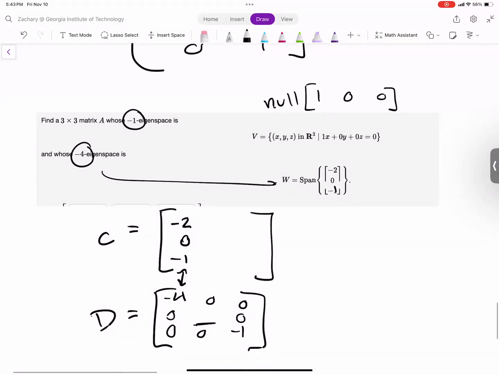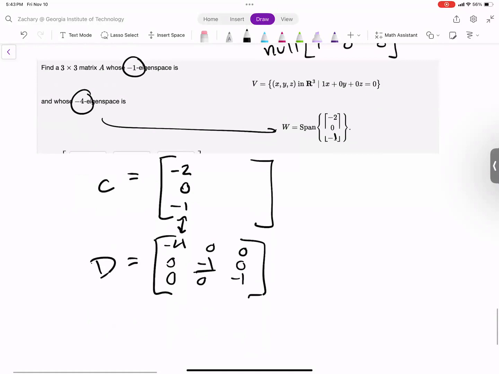How many free variables do I have? 2. What is the dimension of my eigenspace? 2. So is this going to be diagonalizable? Yes. My geometric multiplicity is 2. What does my algebraic multiplicity have to be at least? 2. So that's how we know we can fill in that extra box here. Because it has a geometric multiplicity of 2, it has an algebraic multiplicity of at least 2. Okay? And the other one's also already filled.